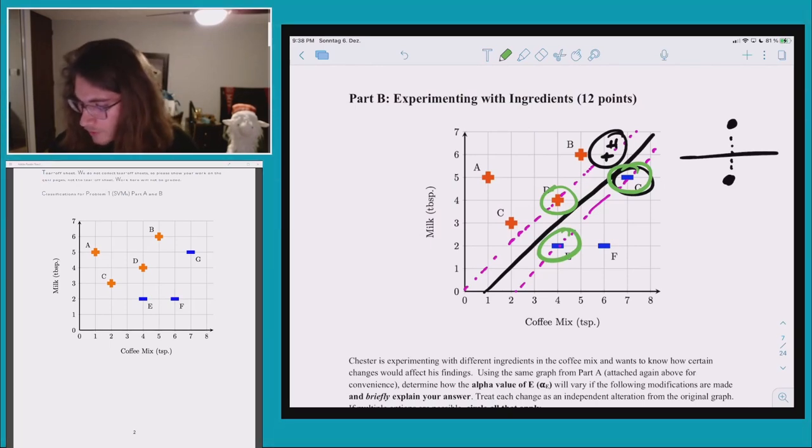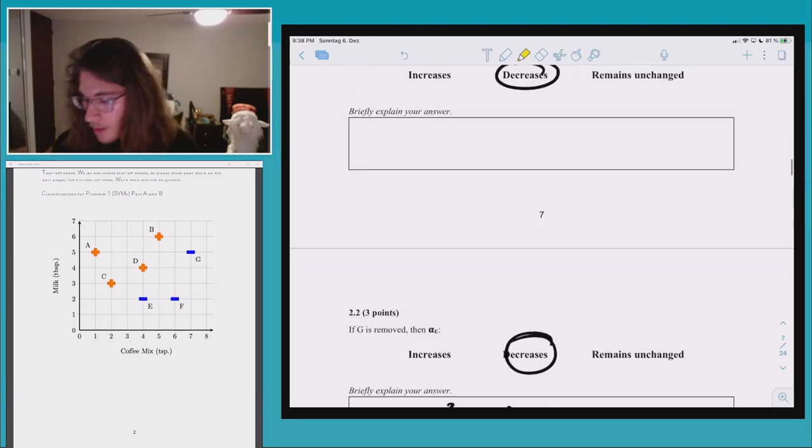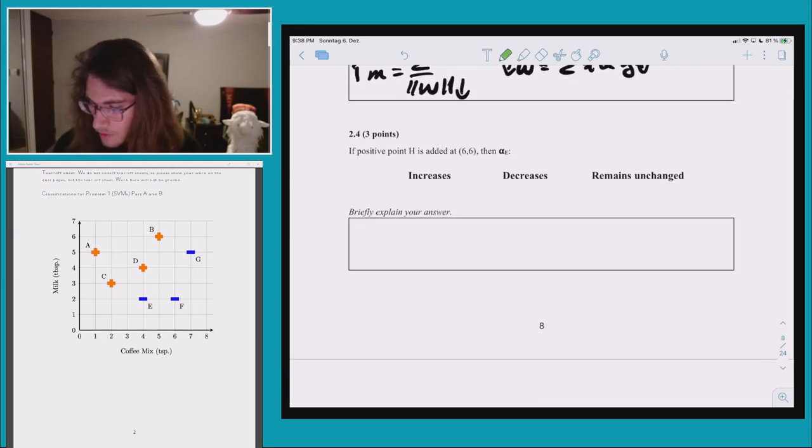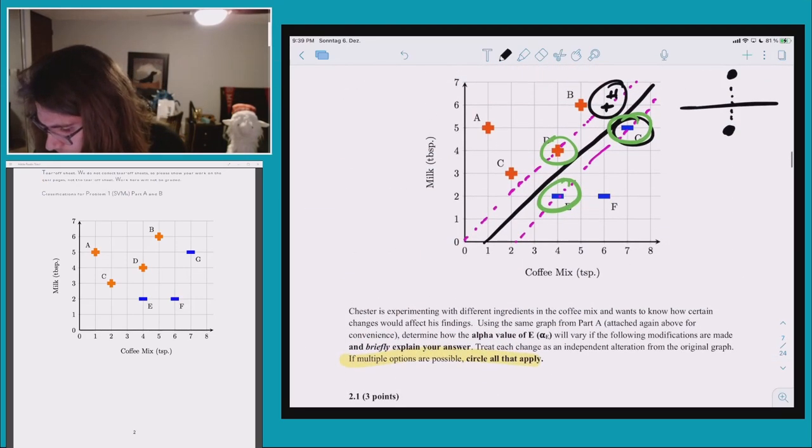So if I were to pick the green support vectors, then alpha E stays the same. If I were to pick the black support vectors, then E would decrease because it would become zero. And because we are asked to circle all the possible options if multiple options are possible, that was the recognition that needed to happen. So it decreases if the support vectors are H and G, but it remains unchanged if the support vectors are E, D, and G. I believe they are E, D, and G. Let me double check. E, D, and G, yes.